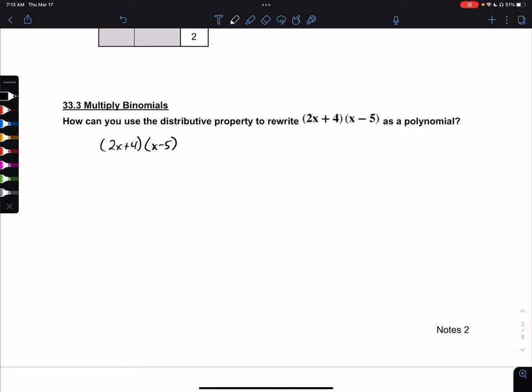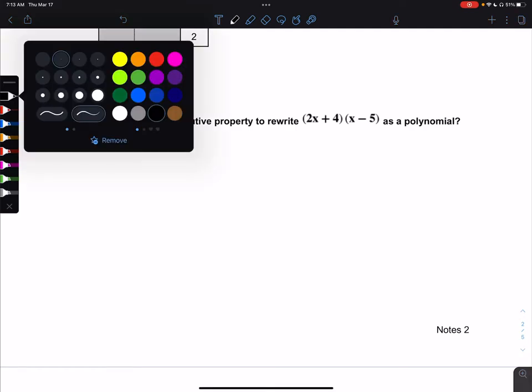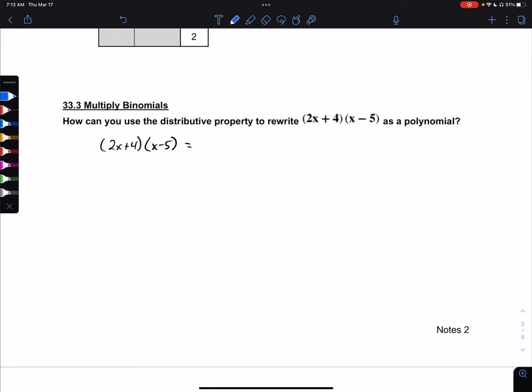Now what I can do is I can use distribution, and to do that, you can take the first term, this 2x here, and distribute it to the x times the minus 5. So you would have 2x times x minus 5. And then we could apply that same concept with the 4, and this 4 would be distributed in. So I'd have 4 times x minus 5. Okay. So what you can do, again, is distribute each individual term.